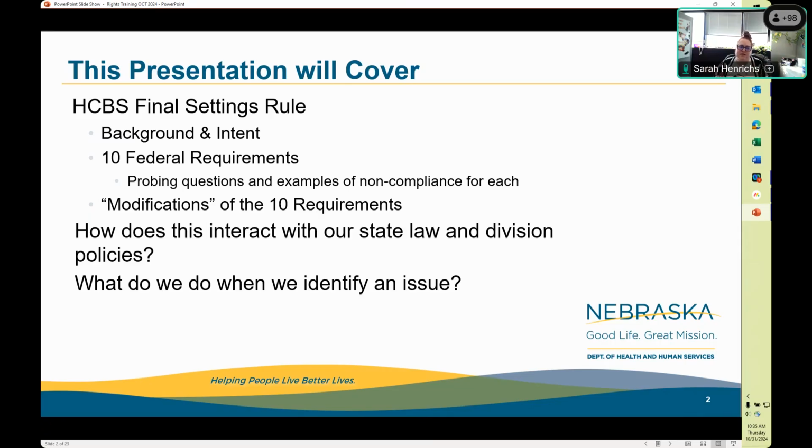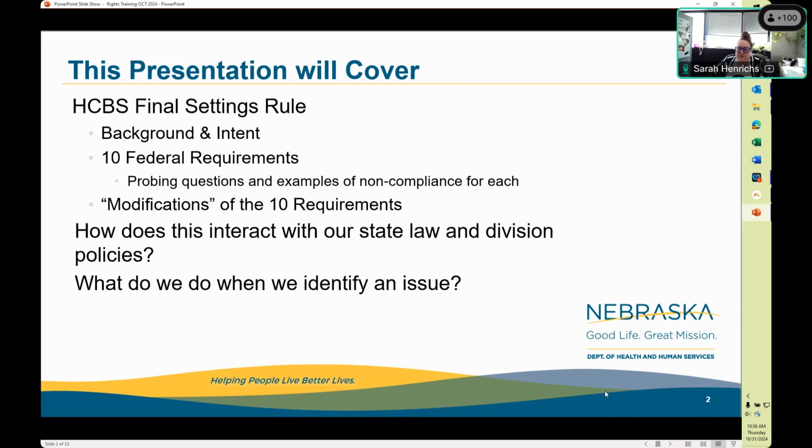And so as part of that, they gave us some exploratory questions to ask to get at what compliance looks like. And so we'll go over some of those for each of the 10 requirements, and then some examples of non-compliance that you might see out in the world. And then we're also going to talk about modifications of those 10 requirements and how that is allowed. Then we're going to talk about how this interacts with our state law and division policies around participant rights, and what we do if we see an issue with compliance with the final settings rule.